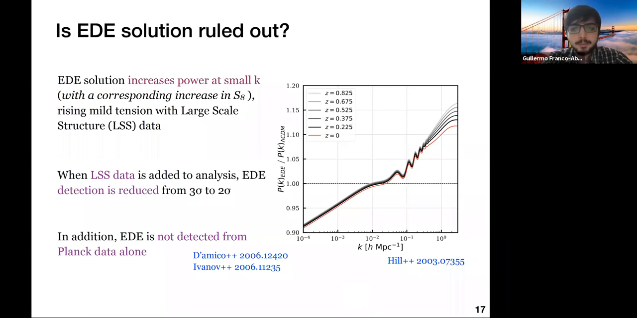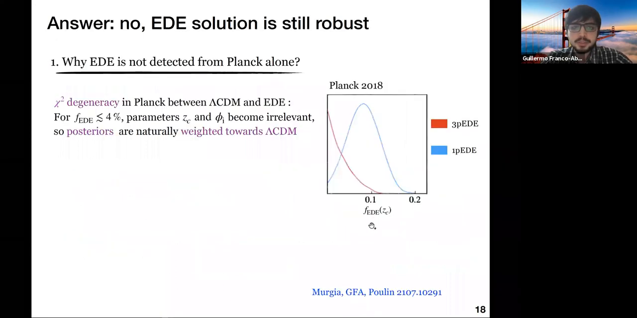So we wanted to examine this claim that the early dark energy solution is ruled out. And what we actually found is that the early dark energy solution is very robust. So in order to justify this, we wanted to address mainly two questions. The first one is, why is early dark energy not detected when you only include data from Planck?